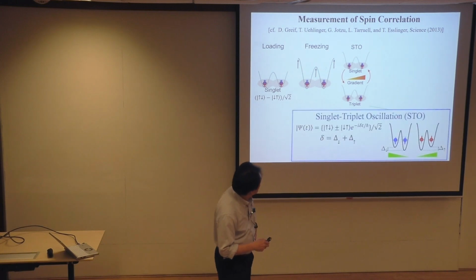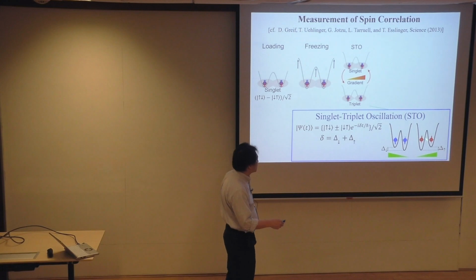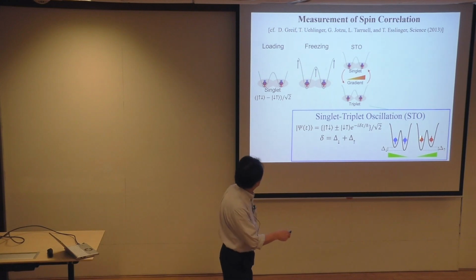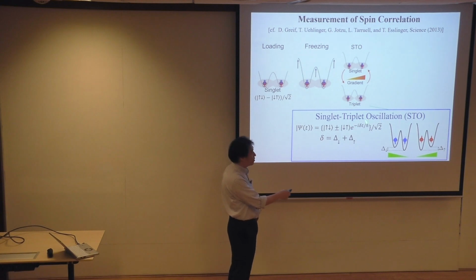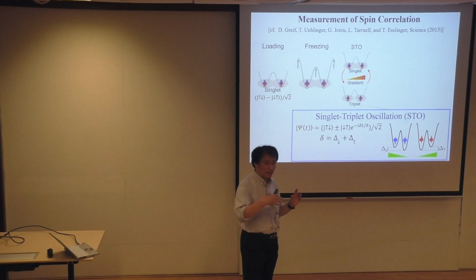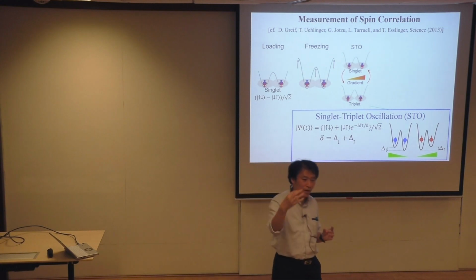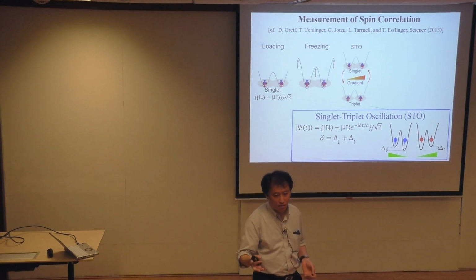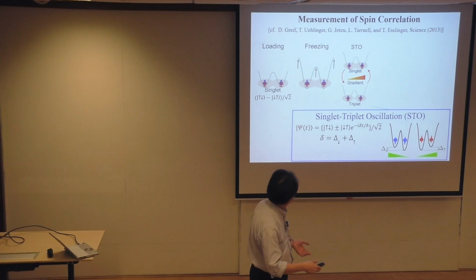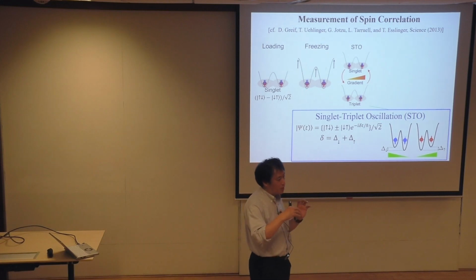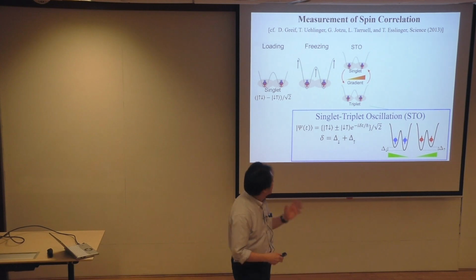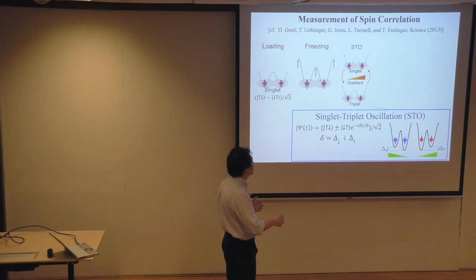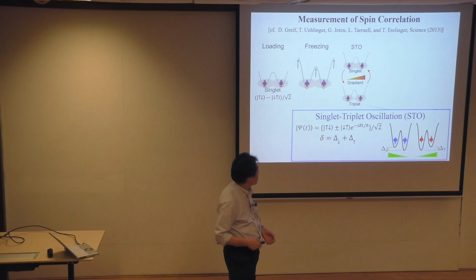In the presence of the spin-dependent potential gradient, we can introduce an extra phase factor in the wave function. Then an initially prepared spin singlet state can be converted to the spin triplet state after some time, and an initially prepared spin triplet state is transformed to the spin singlet state. That is why this is called a singlet-triplet oscillation.